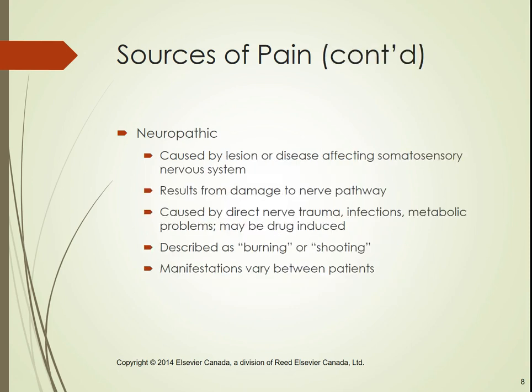Other kinds of pain we talk about are neuropathic pain. So it's caused by a lesion or a disease affecting the somatic sensory part of your nervous system. It's caused by damage of a neural pathway. It's usually a direct nerve trauma, such as infections, metabolic problems, and it may be drug-induced. So it feels like burning or shooting pain. So it can be manifested very differently in different kinds of patients.